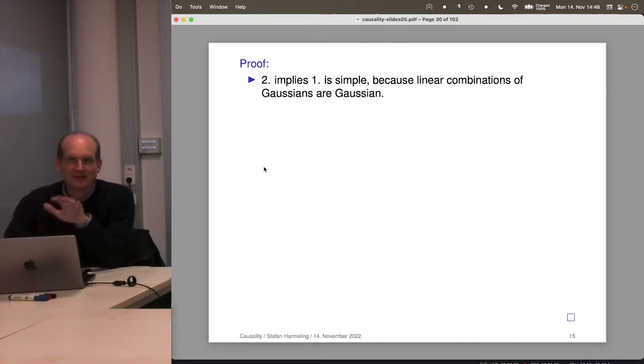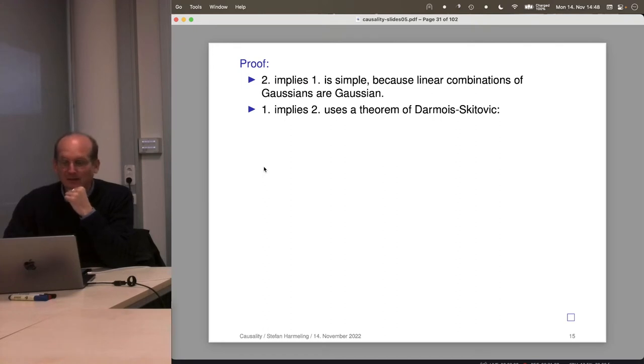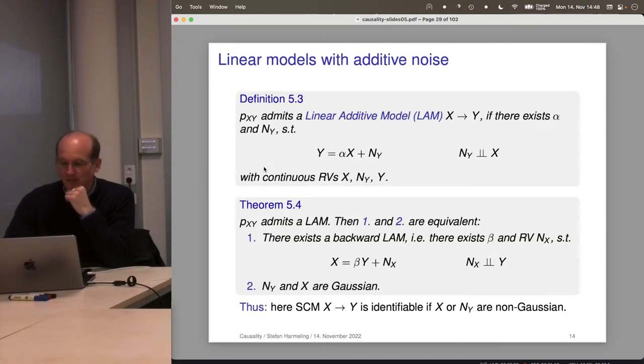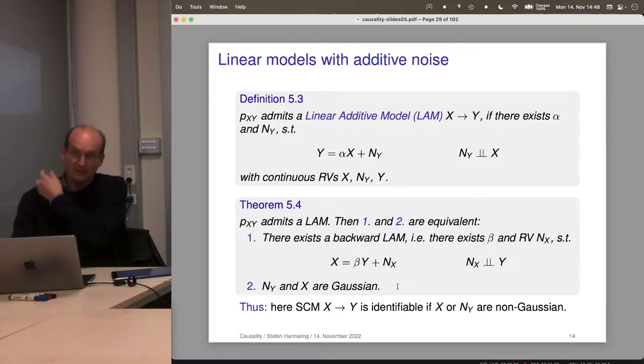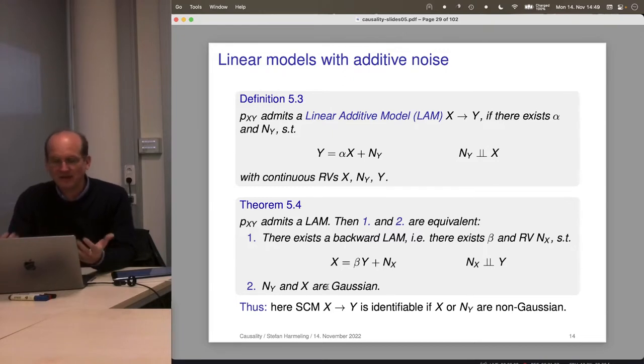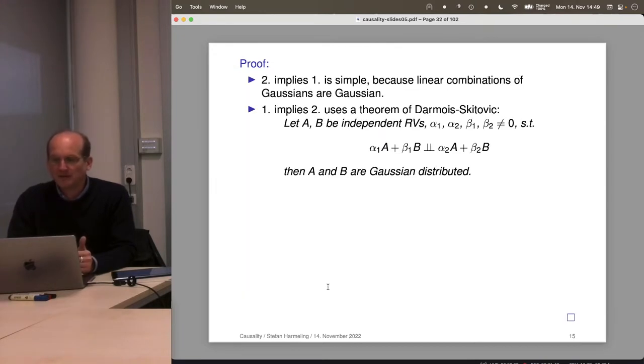The stuff that I wrote on the slide here is not sufficient to understand it. I will look it up, and if I don't, please remind me, okay? However, I can show you how the first implies the second. So if I do have a forward model and there exists a backward model, then one can show that those two random variables are indeed Gaussian. It sounds a bit like magic. If you have a forward linear model and a backward linear model, and these independencies, then you can show that something is Gaussian distributed. That's very surprising. What we will use is some big hammer: a theorem from Darmois-Skitovich.